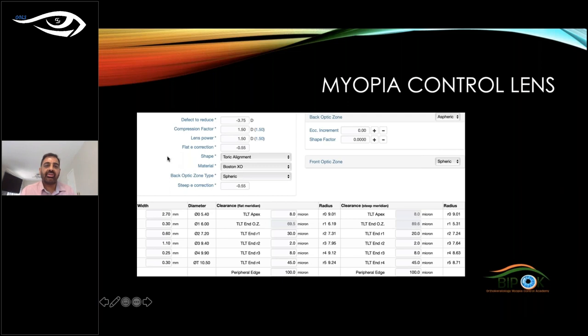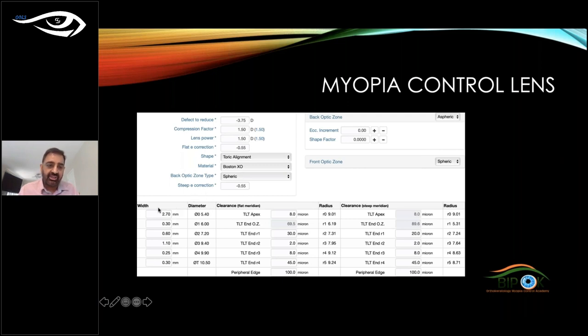Now, the next bit we've got to think about is the myopia control lens. So far we've got the lens to fit perfectly with a 6 millimeter optic zone. But let's say now we want to control myopia in a child and we want to do a myopia control lens. So we have the toric alignment, which will fit the lens properly. But what we're going to change here is the back optic zone. We're going to make it aspheric too. The reason we are doing it is to give you a myopia control lens.